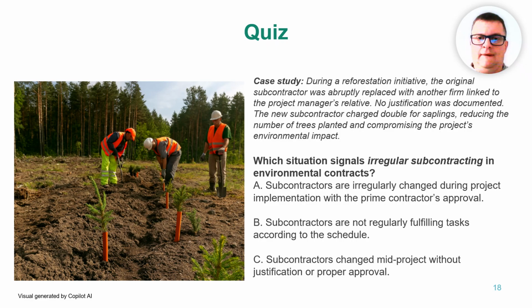Answer A. Subcontractors are irregularly changed during project implementation with the prime contractor's approval. Answer B. Subcontractors are not regularly fulfilling tasks according to the schedule. And answer C. Subcontractors changed mid-project without justification or proper approval. Now, take your time. Please don't hurry. I'll give you 30 seconds to answer.